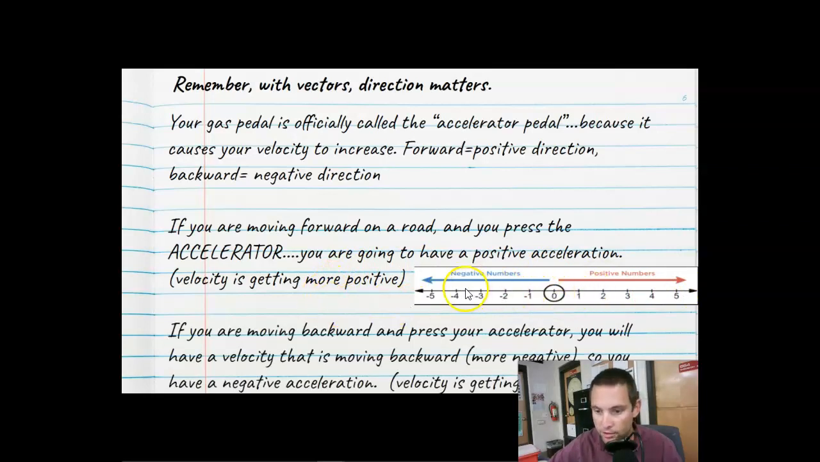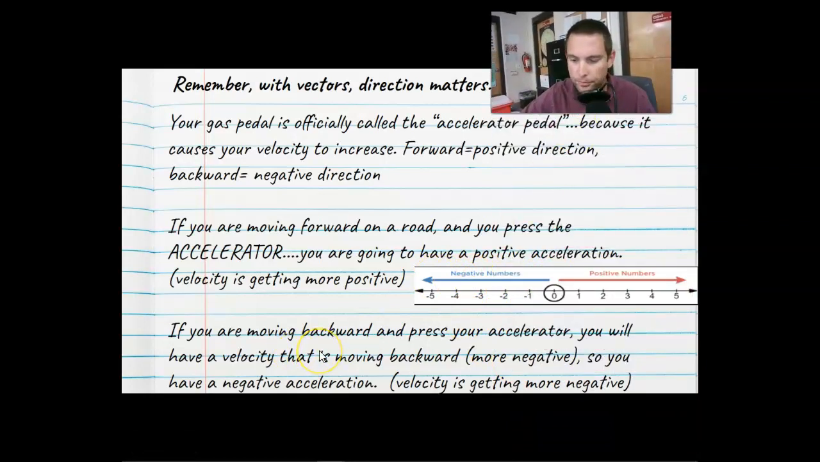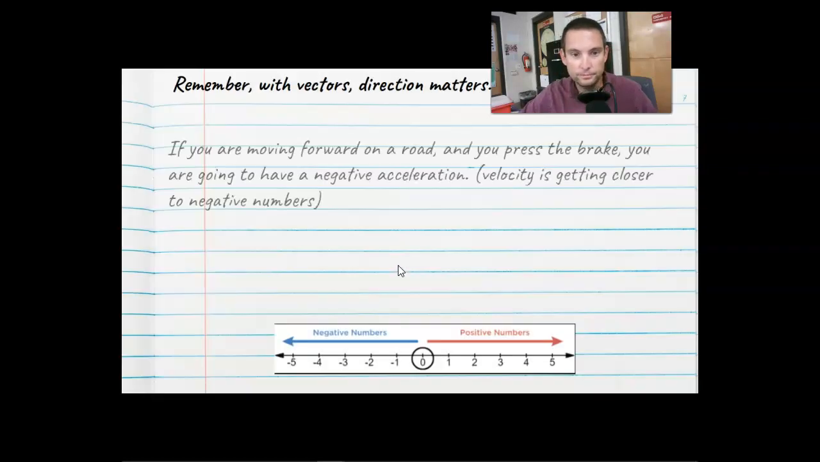If you're going backwards and you have a velocity that is moving backwards, more towards negative numbers, and you press your accelerator, you're going to have a velocity that is moving even faster in the negative direction. So it's moving that way even quicker, more towards big negative numbers. Like past -5, -10, -20. Velocity is getting more negative, so you have a negative acceleration. If velocity is getting more positive, then you have a positive acceleration.